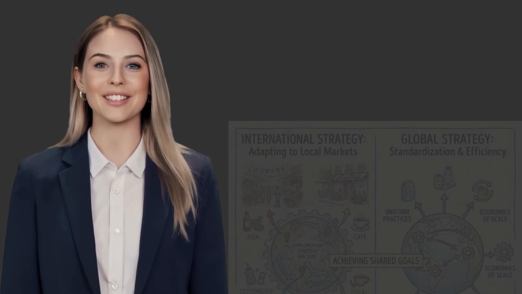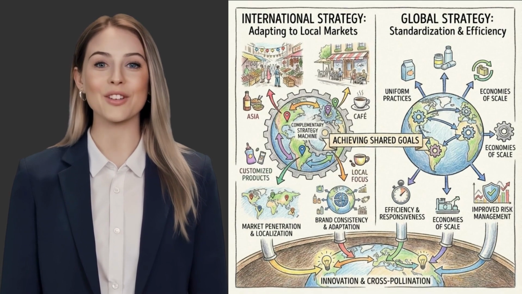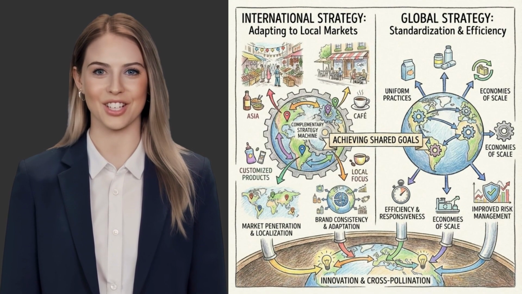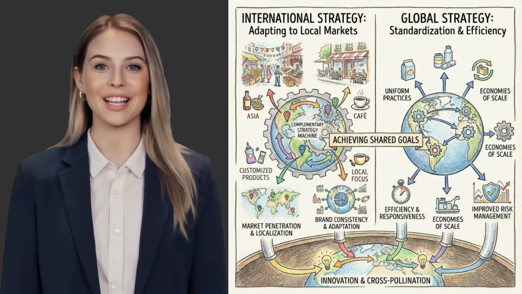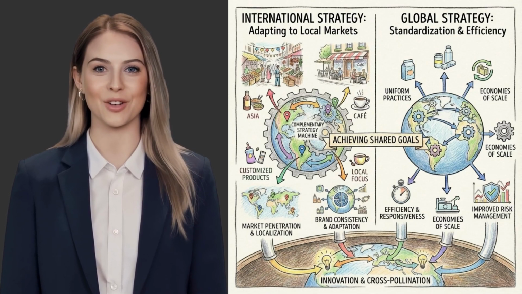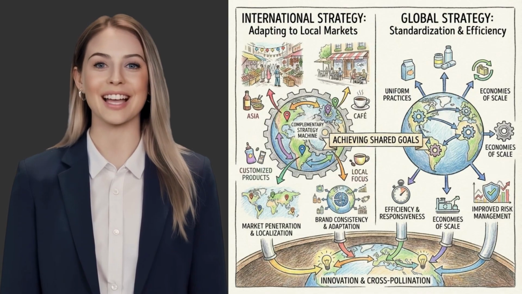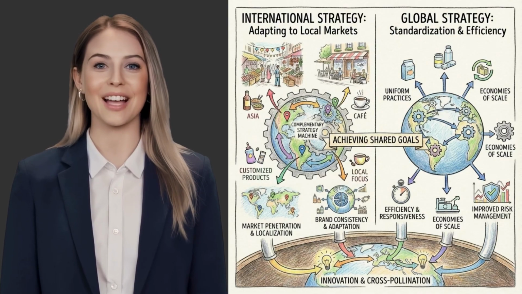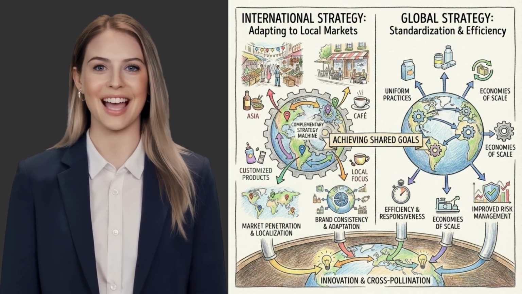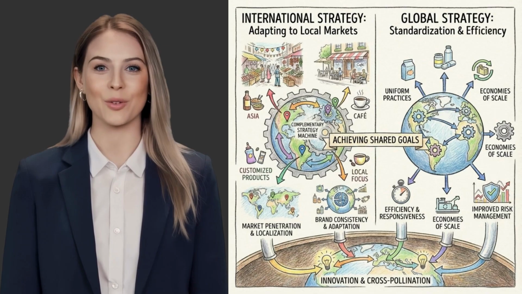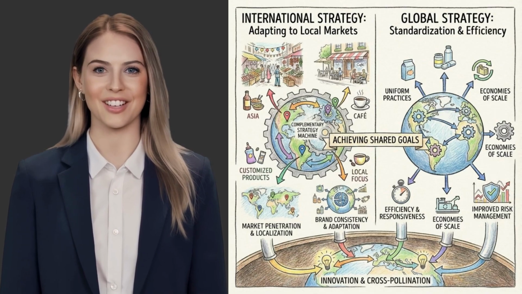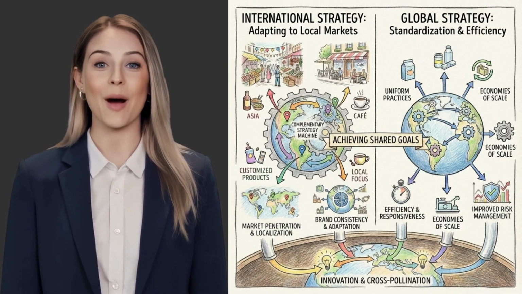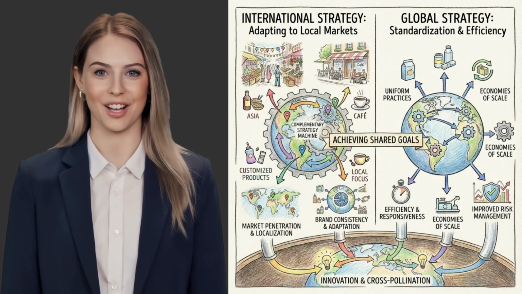So, how do we make these strategies work together? We view them as having a complementary nature. While distinct, they work together to achieve goals like market penetration and localization, alongside brand consistency and adaptation. By balancing these, companies can achieve efficiency and responsiveness while improving risk management. This approach also fosters innovation and cross-pollination, allowing ideas from one region to improve operations in another.